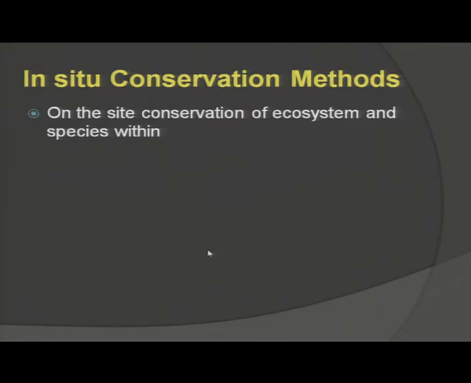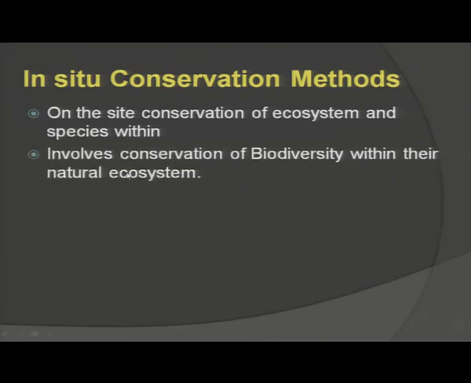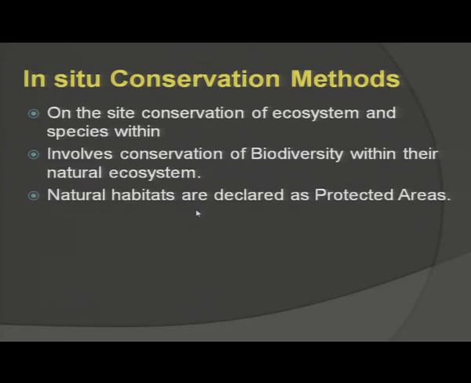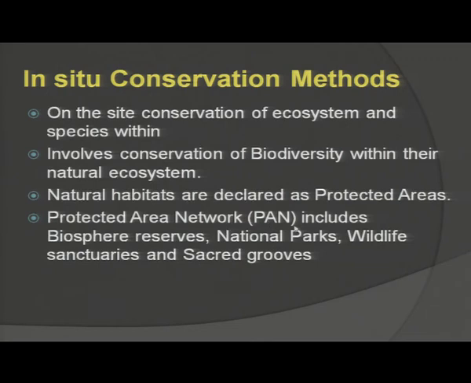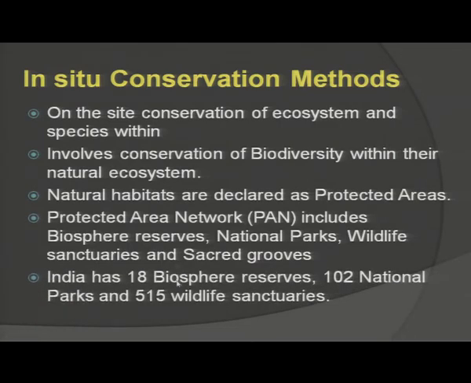So, let us understand the in situ conservation method. One is the biodiversity hotspot, which we have discussed. The rest involves the protection of natural habitats, which are known as protected areas. The protected area network includes biosphere reserves, national parks, wildlife sanctuaries and sacred groves. India has 18 biosphere reserves, 102 national parks and 515 wildlife sanctuaries.